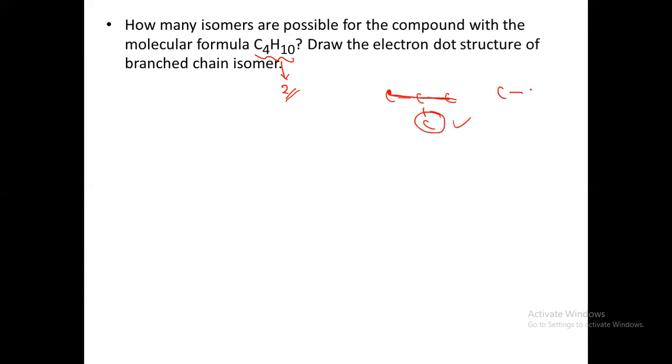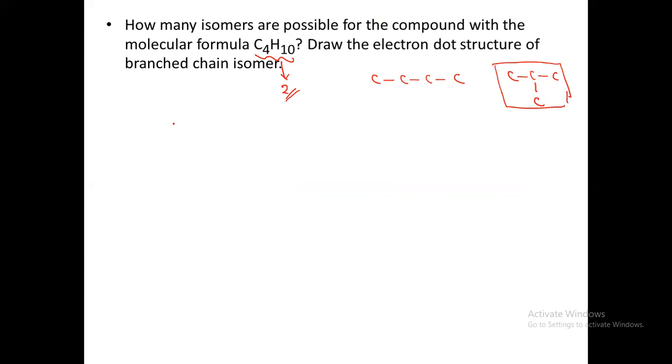Suppose I'm coming down like this, I cannot cover this, so it's a branch. A branch means the one which is not part of the continuous chain. In this question, you have been asked to draw the electron dot structure of the branched one. With C4H10, we know you have 2 possibilities. You can have 4 carbons continuous without any branch, and you can have 3 carbons with a branch in the second position. You are asked to draw the electron dot structure of this particular molecule.